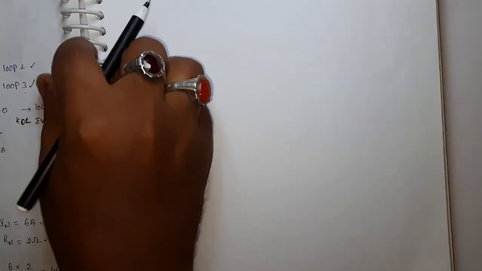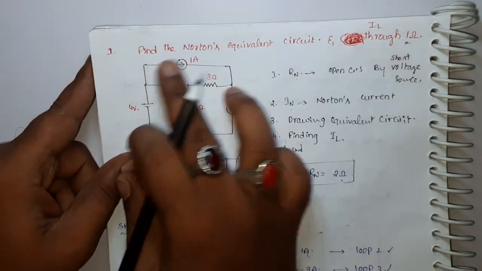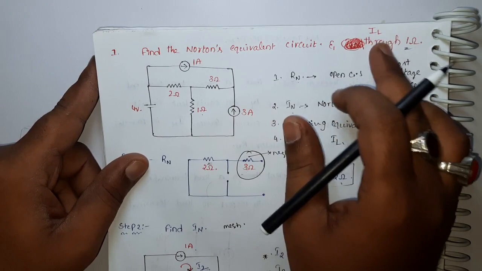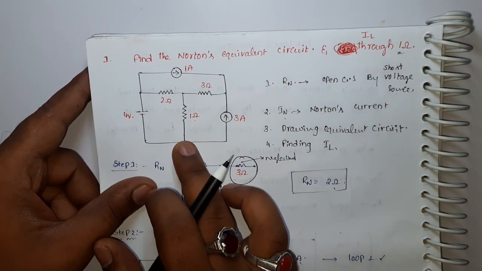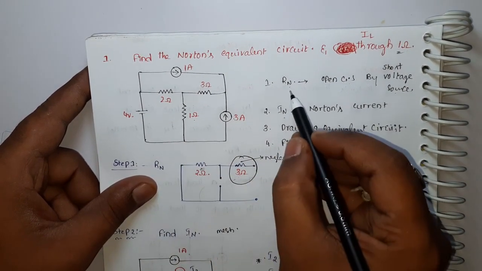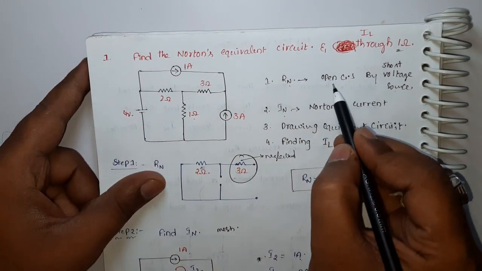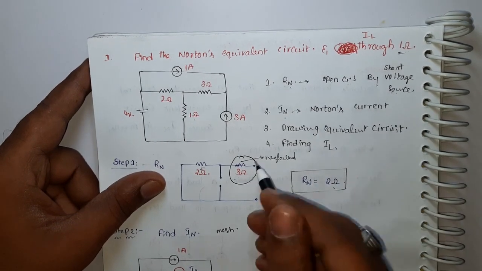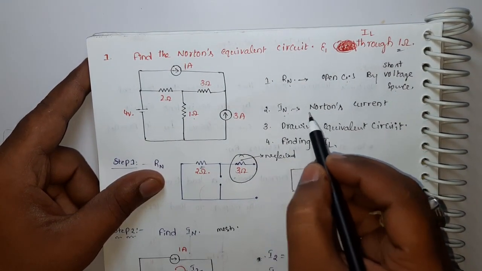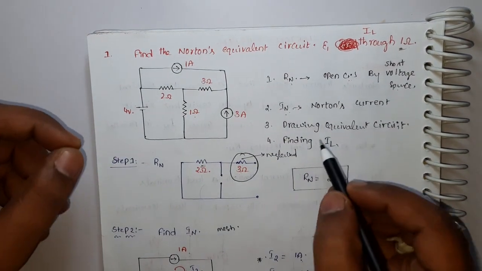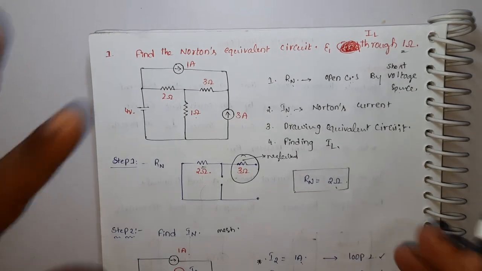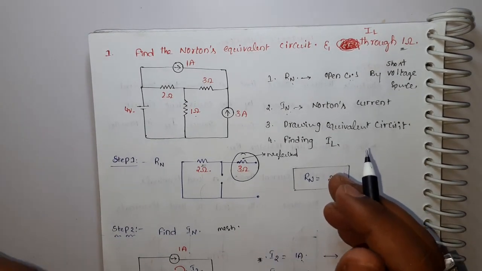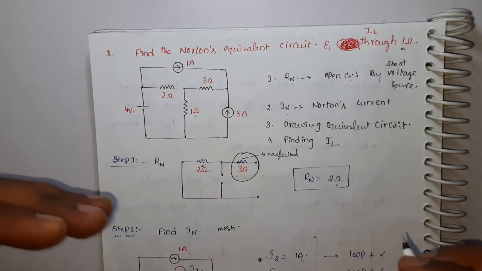Let us understand Norton's theorem by solving one example problem. Find Norton's equivalent circuit and load current IL through the 1 ohm resistor. This is the network we have given. So what is the procedure? Finding RN by opening current sources and shorting voltage sources, finding Norton's current by shorting the load terminals, drawing the equivalent circuit and finding the load current.